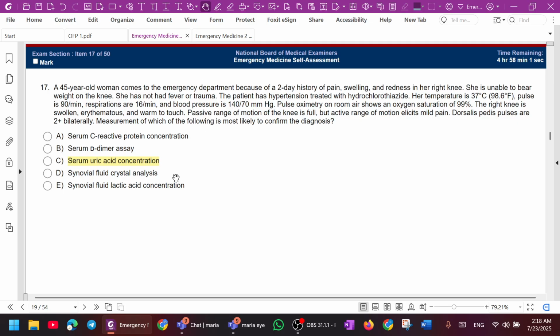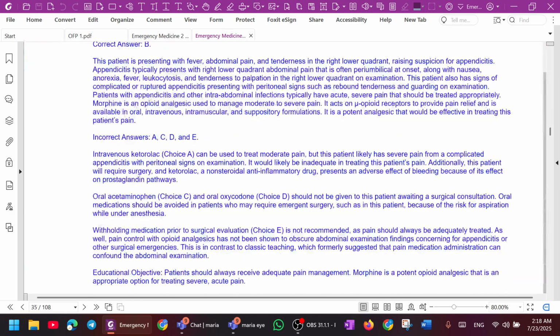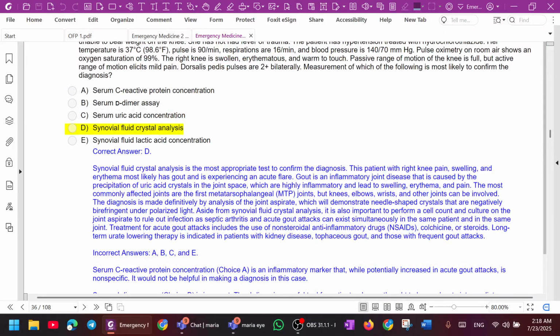The synovial fluid crystal analysis is what we need to confirm the diagnosis. This patient with right knee pain, swelling, and redness most likely has gout and is experiencing an acute flare. Gout is an inflammatory joint disease caused by the precipitation of uric acid crystals in the joint space, which are highly inflammatory and lead to swelling, redness, and pain. The most commonly affected joint is the first metatarsophalangeal joint, but knees, elbows, wrists, and other joints can be involved. The diagnosis is made definitive by analysis of the joint fluid, which demonstrates needle-shaped crystals that are negatively birefringent.